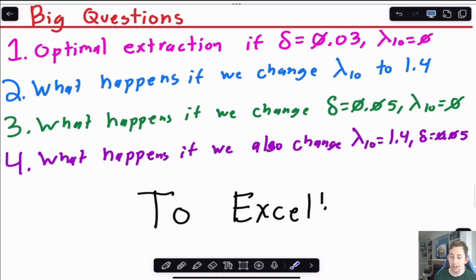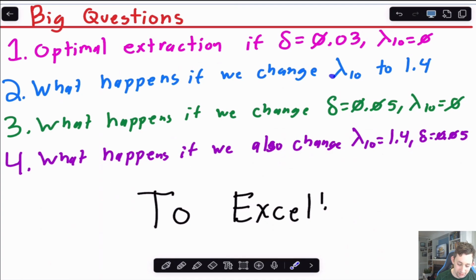Now we sort of know how to solve this basic question. We've done it in a previous video. But in this question, we want to ask a couple of other questions. First, we're going to solve the basic problem with delta equals 0.03 and no resale value. Then we're going to ask, what happens to extraction and to the amount of resource left in the ground if we change lambda 10 and make it 1.4? Now it's actually worth something to leave some of that resource in the ground.